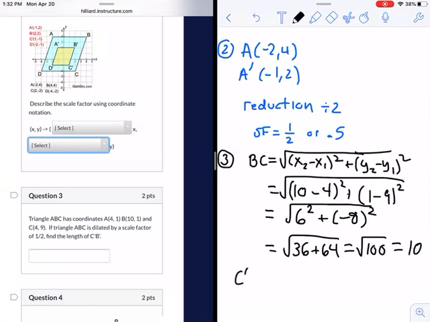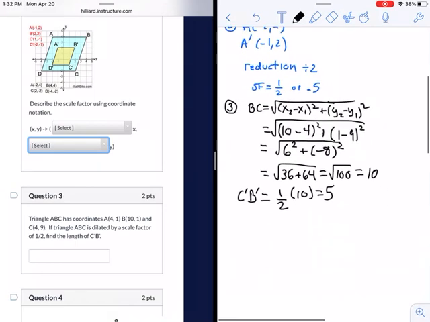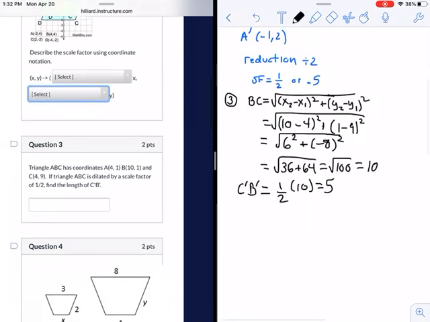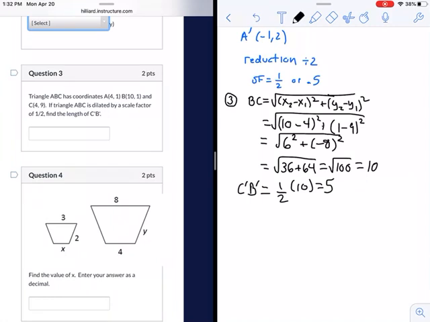Or if we want the length of C prime, B prime, the scale factor is 1/2, so you're just going to do 1/2 times 10, which is 5. Okay? That's how you do that problem right there. And that's all you enter in is 5. The answer is 5.